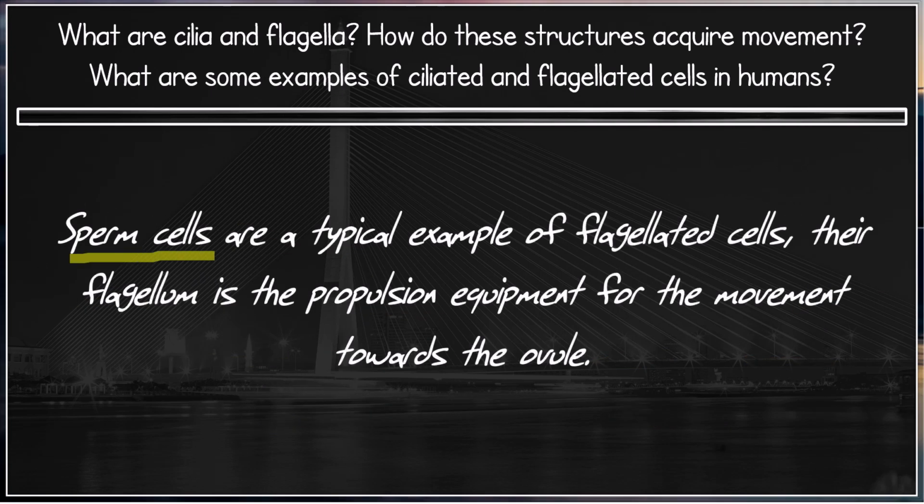Sperm cells are a typical example of flagellated cells. Their flagellum is the propulsion equipment for the movement towards the ovule.